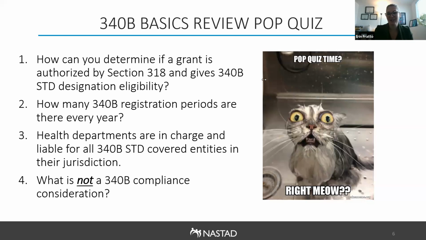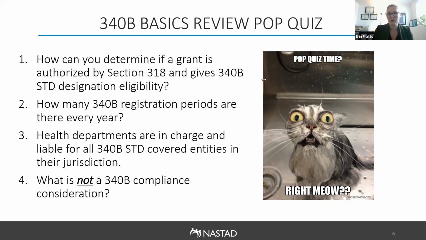Okay, so first question, the correct answer is C. Every NOFO has a statutory authority listed in it. You can search any NOFO and find this information. You have to be proactive. Nobody is going to notify you that you have grant funding that is 340B eligible. Don't wait on Office of Pharmacy Affairs. Don't wait on HRSA. Don't wait on CDC. It's not going to happen. Take care of yourselves.